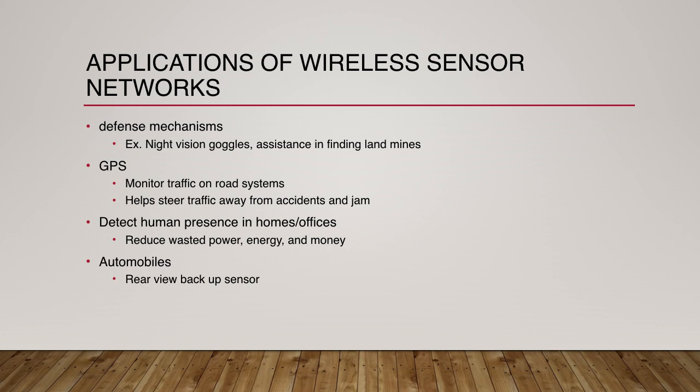They can detect human presence in homes and offices. For signals like this, light signals can reduce wasted power, energy, and money, because if there's no one at the building, there's no need for the lights to be on. Lastly, are the automobiles, and many of you are familiar with this as the rear view backup sensor. When you back up, it senses when you're close to an object, so you do not hit it.